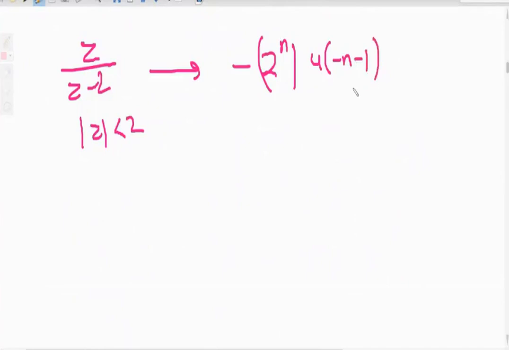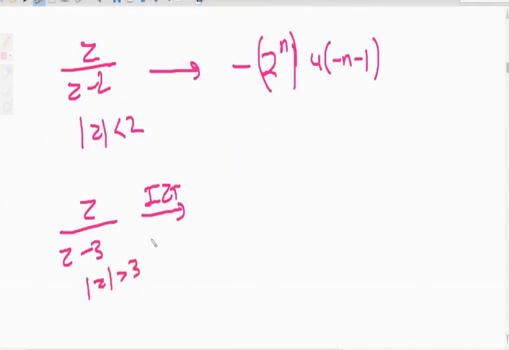So this is the inverse Z transform. Now what will be the inverse Z transform of Z upon Z minus 3? ROC is important. Without ROC you cannot find the inverse Z transform. So suppose the ROC given is magnitude Z greater than 3. Then its inverse Z transform is 3 raised to n u of n.